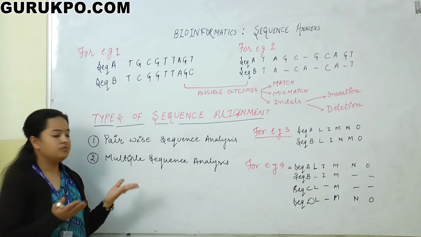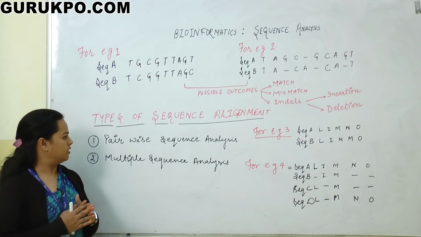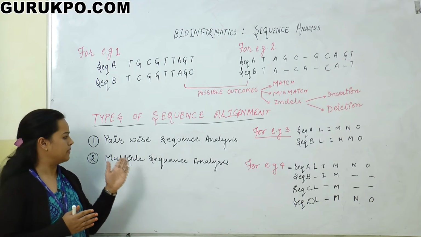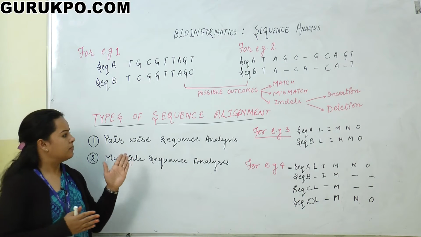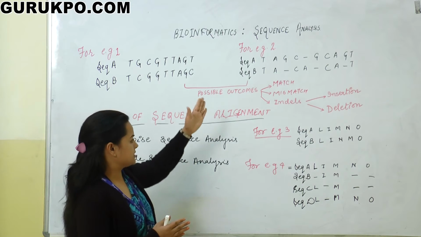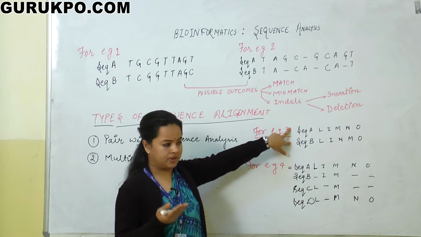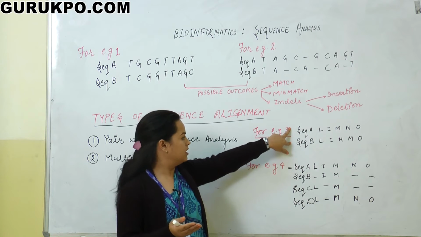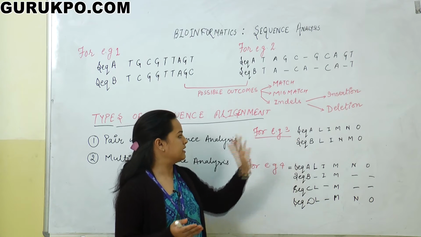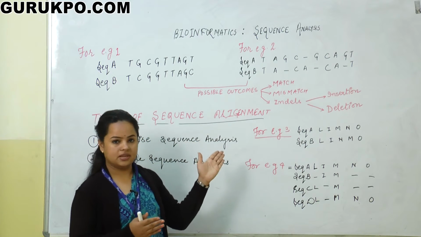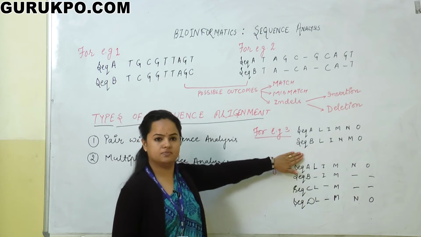There are different kinds of sequence alignments. For example, pairwise sequence analysis, and another one is multiple sequence analysis. Pairwise, as the name suggests, has only two sequences. They form a pair and we match them together. Here in example 3, we can see that L, I, M and O are the letters in sequence A, and these are pairing with sequence B.